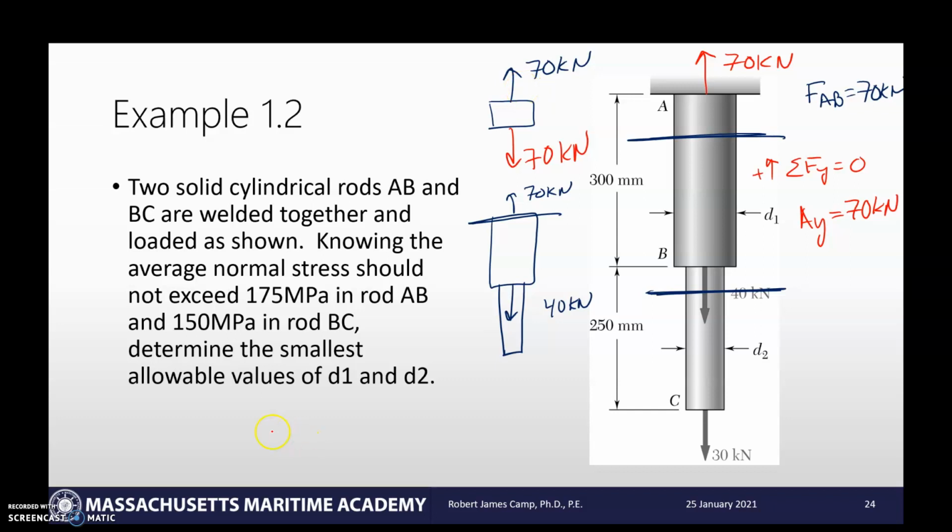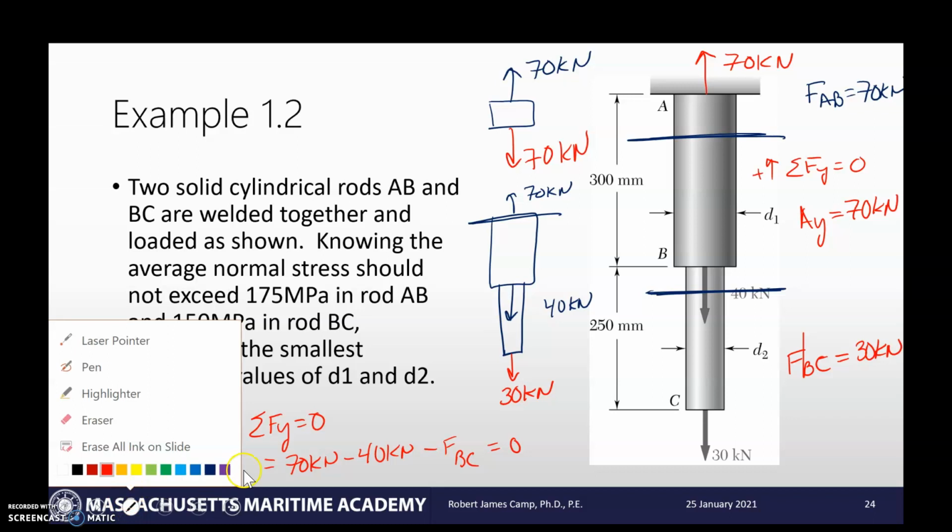I do my sum of my forces in the y direction on this. So sum of the forces in y equals 0. And I have 70 kilonewtons going up, minus 40 kilonewtons going down, minus whatever this force in BC is pulling down. That all has to equal 0. So when I go and do that, my internal force there has to be 30 kilonewtons. 30, 40 to 70, everything balances out. So my force in BC is going to be 30 kilonewtons. That internal force changes because the external force changed.